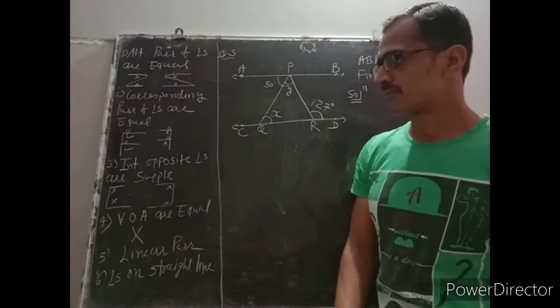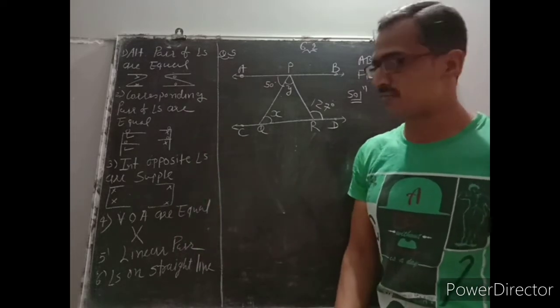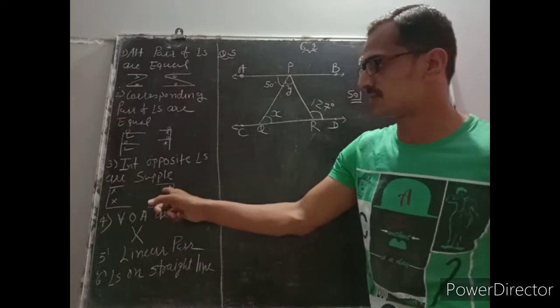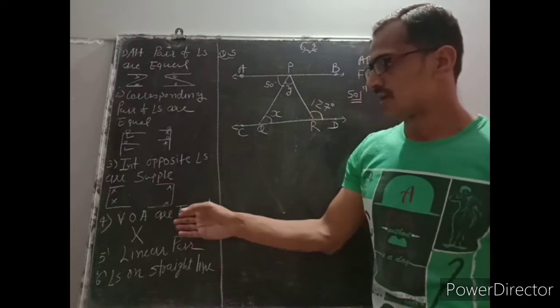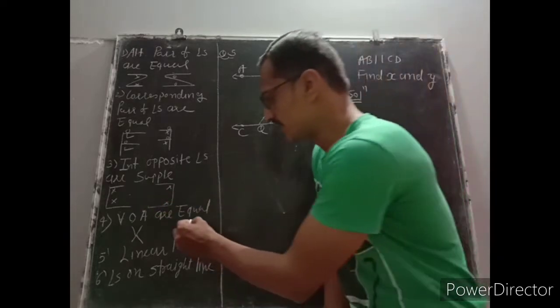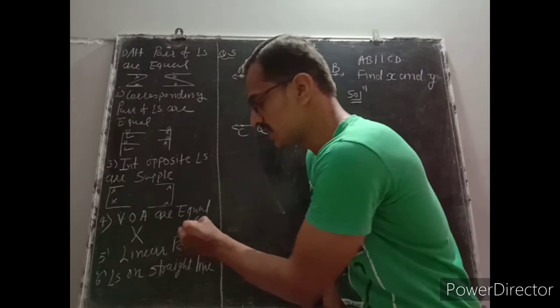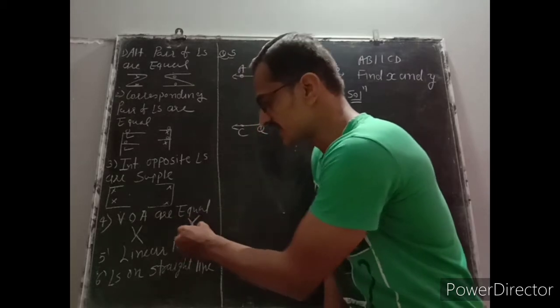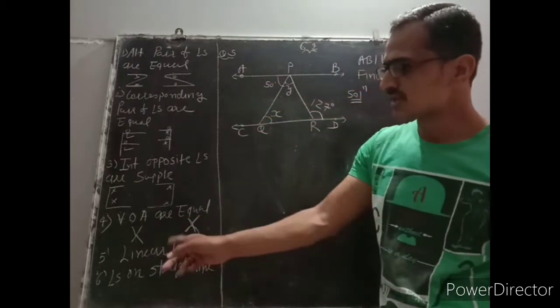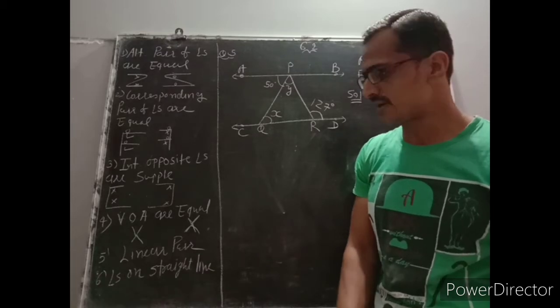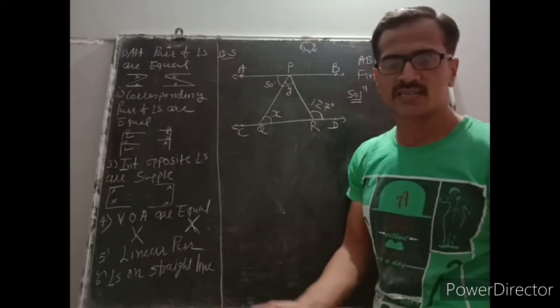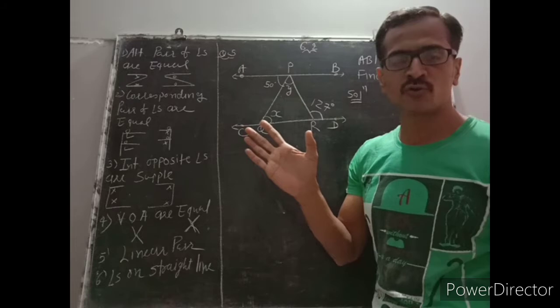Same here. Interior opposite angles are supplementary. The sum of these two angles is 180, the sum of these two is 180. And vertically opposite angles we know very well, they form V. Straight V, upside-down V, left side V, right side V. Linear pair of angles are supplementary and angles on a straight line are supplementary. You should know all these concepts.